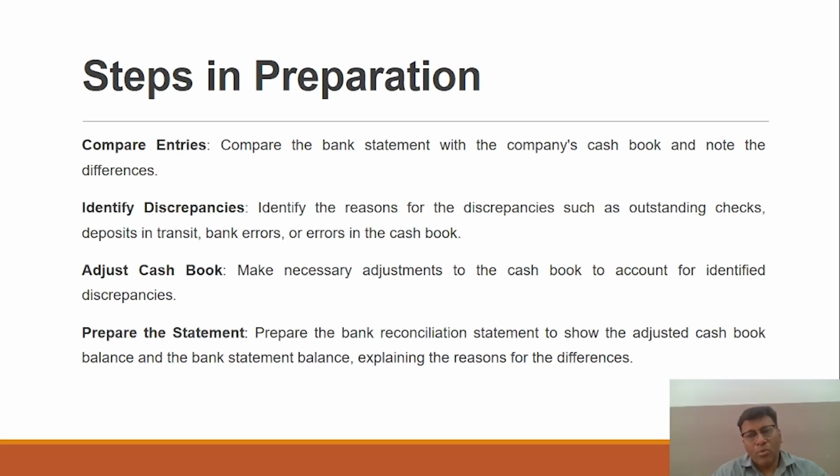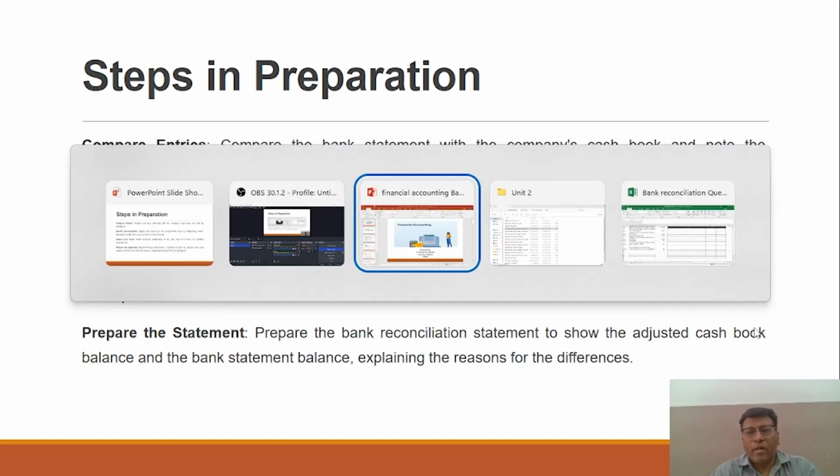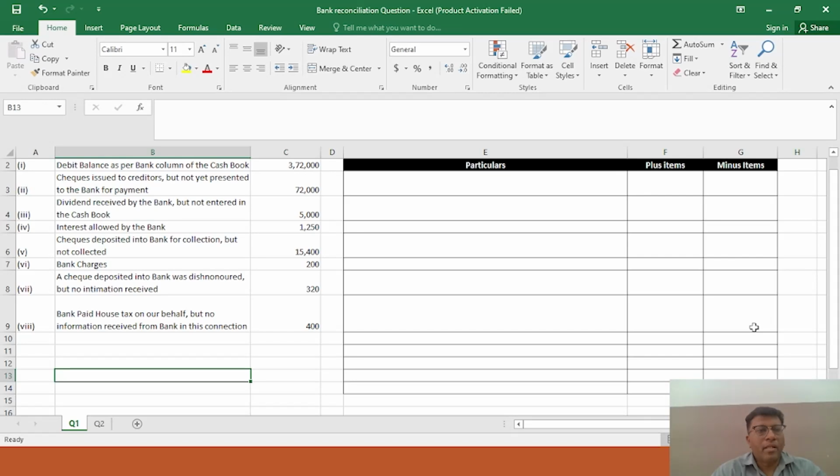And this is the time to know how to solve a numerical question, because it is a must to know practically how it is solved, how the transactions are identified, and how you will prepare this bank reconciliation statement with the help of those reasons, those causes which are given in the question. So just approach the Excel sheet, where we will solve this particular numerical. Okay, so this is the basic format for preparation of the bank reconciliation statement. The first column is particulars, and then plus items and minus items.